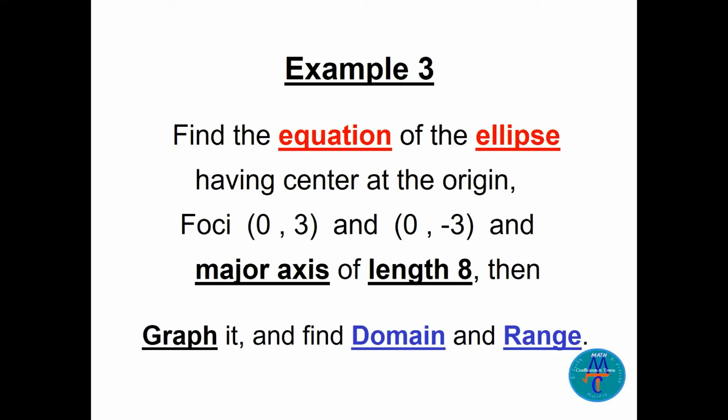The easy part here is the center, 0, 0. We see the foci 0, 3 and 0, minus 3. That's on the y-axis. And the length of the major axis is 8. If you remember, the major axis is 2a.